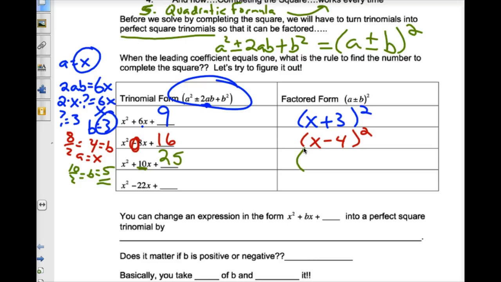Factor it, Sean. X plus 5 quantity squared. We have to show work. Sean, Henry, don't say it again. Quantity squared. Okay, Kevin, what's half of 22? 11. So that means 11 is B. And 11 squared is 121. And then we go into the other factor box and we factor it. X minus 11 quantity squared.